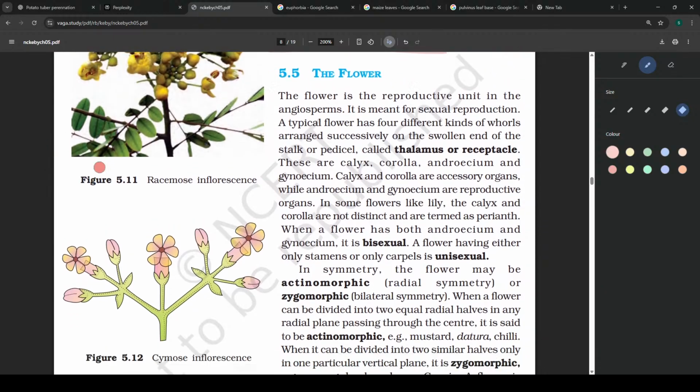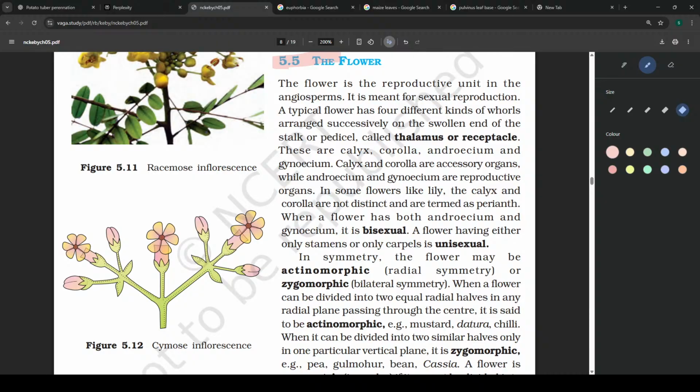Now let's go to the next main topic, that is the flower. The flower is the reproductive unit in the angiosperms. It is meant for sexual reproduction. A typical flower has four different kinds of whorls arranged successively on the swollen end of the stalk or pedicel called thalamus or receptacle. Okay, we know that the flower is the reproductive unit in angiosperms and it is for sexual reproduction. And a typical flower will contain four whorls.